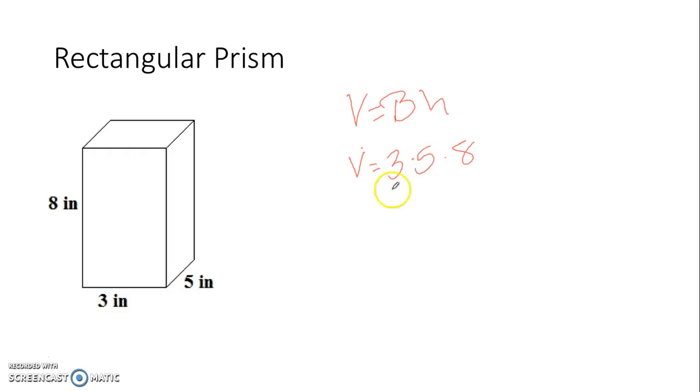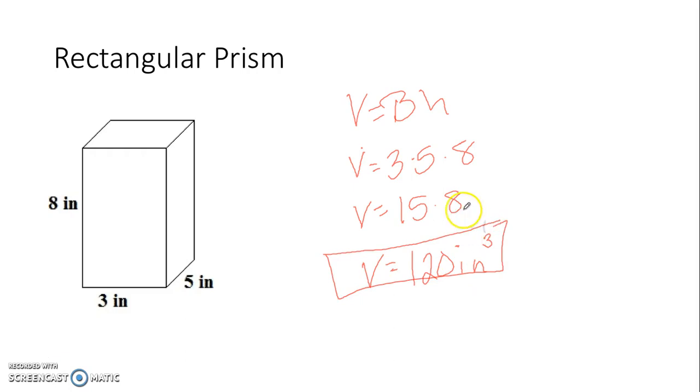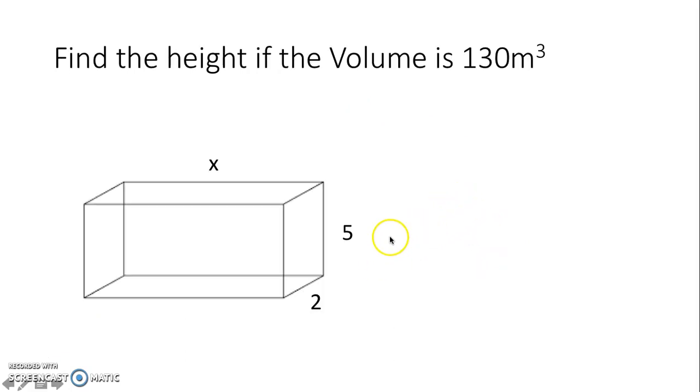Okay, so 3 times 5 is 15, times 8. 15 times 8 is equal to 120. So volume is equal to 120 inches, which is our unit. And since we are talking about volume, it is going to be cubed, or to the third power. Once again, we can also find the height, or a missing value, if we know the volume.